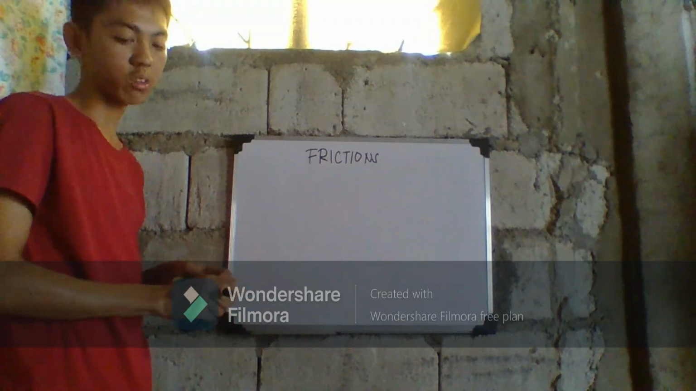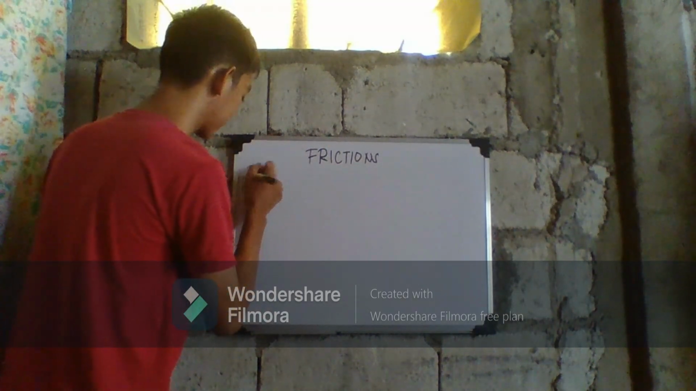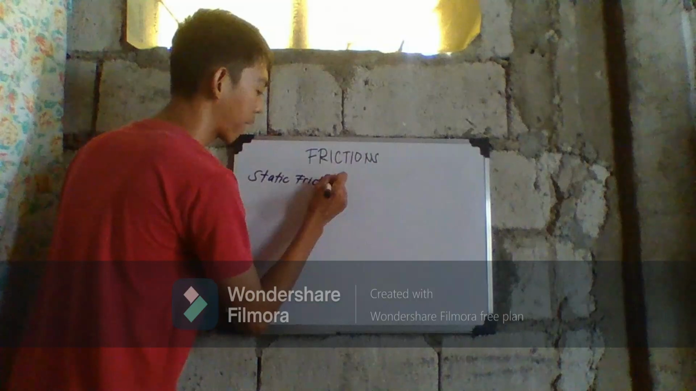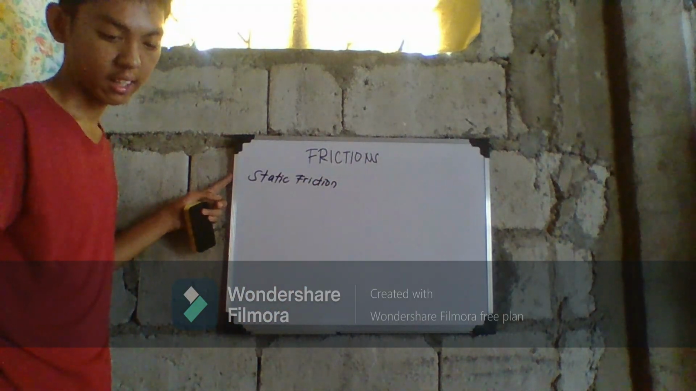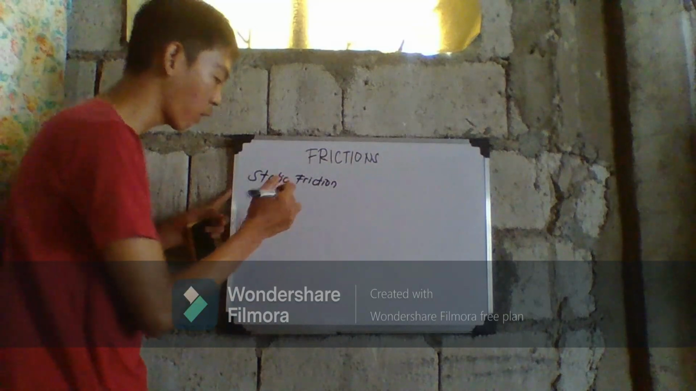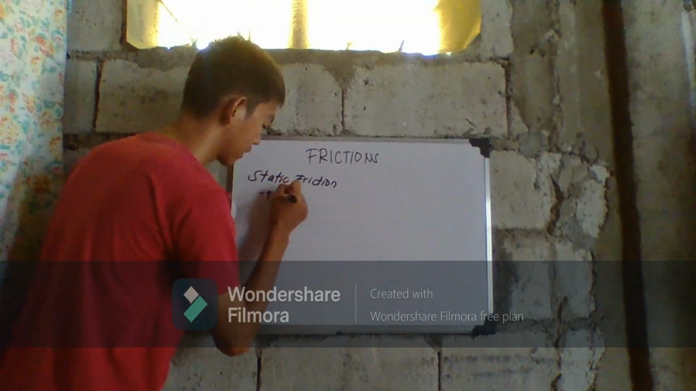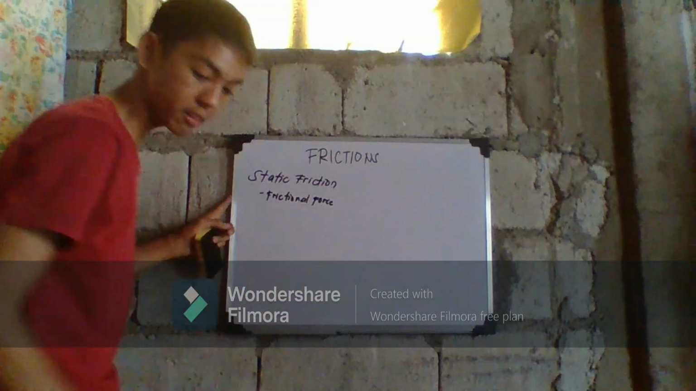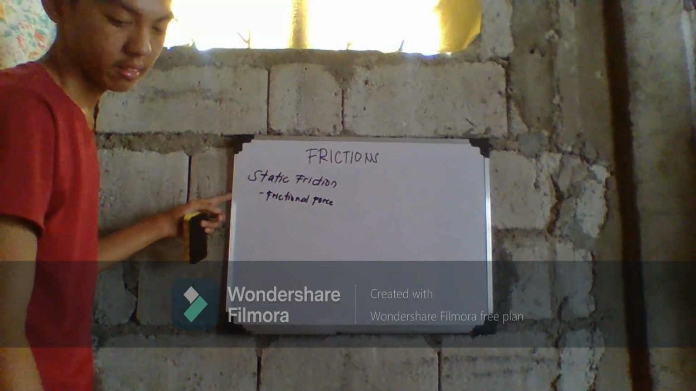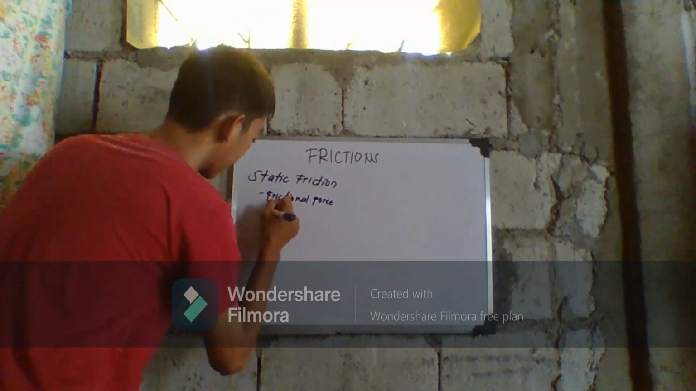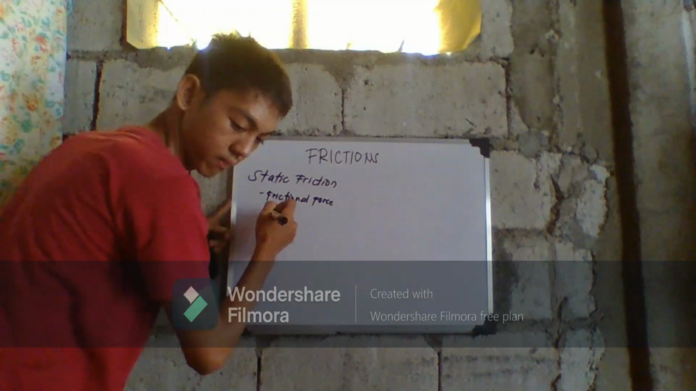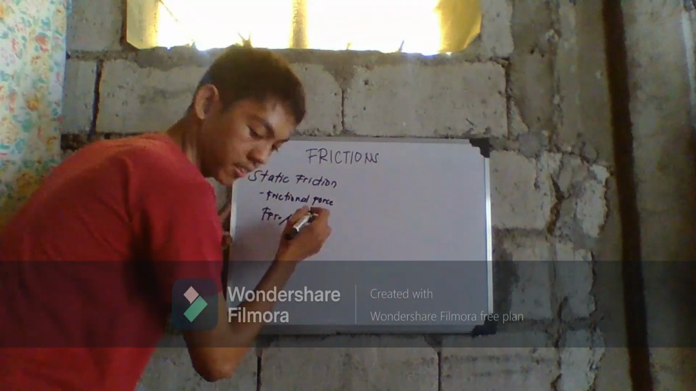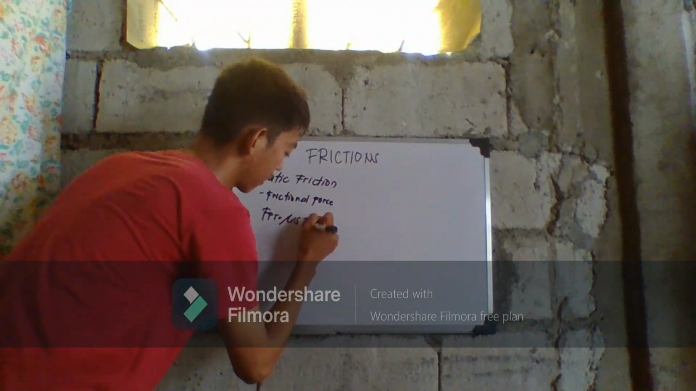When we say friction, there are two types of friction. The static friction. When we say static friction naman daw, ito ay nagpo-provide ng frictional force. Ito yung formula niya, F_R is equal to static friction, F_N.